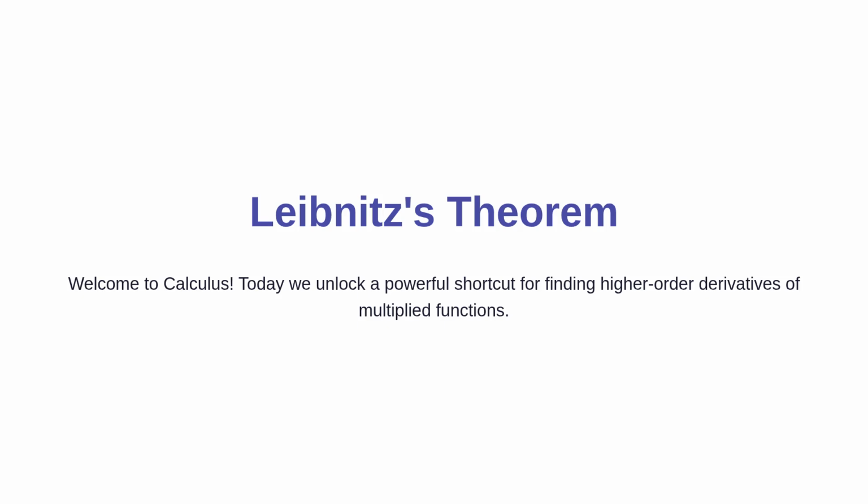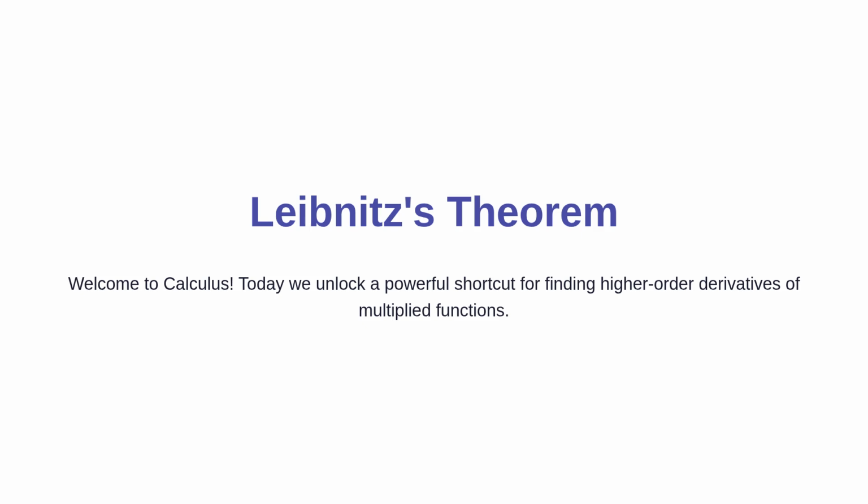Welcome to Calculus. Imagine you are managing a factory assembly line where two different machines are working together to build a product, and both are speeding up at different rates. Finding their combined acceleration after 10 complex stages by hand would be a massive, tangled mess of numbers. Today, we are going to learn Leibnitz's theorem, a magical mathematical shortcut that solves exactly this problem.